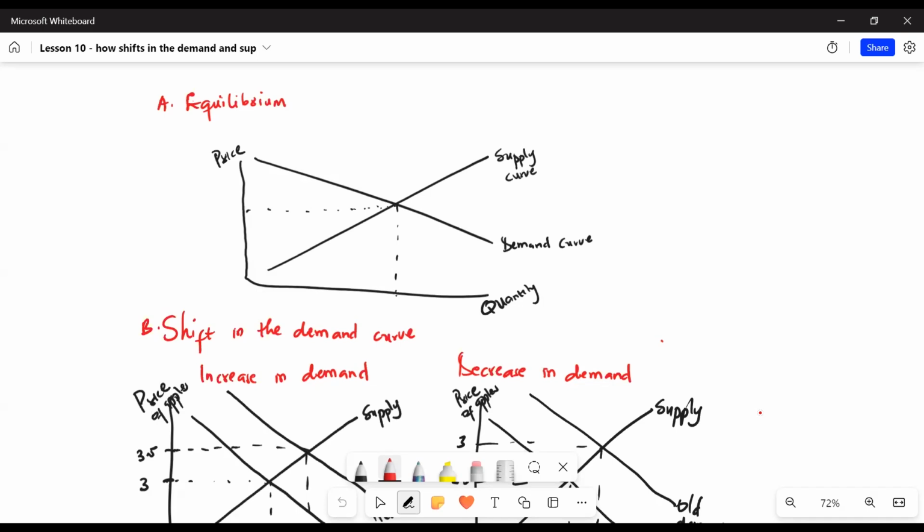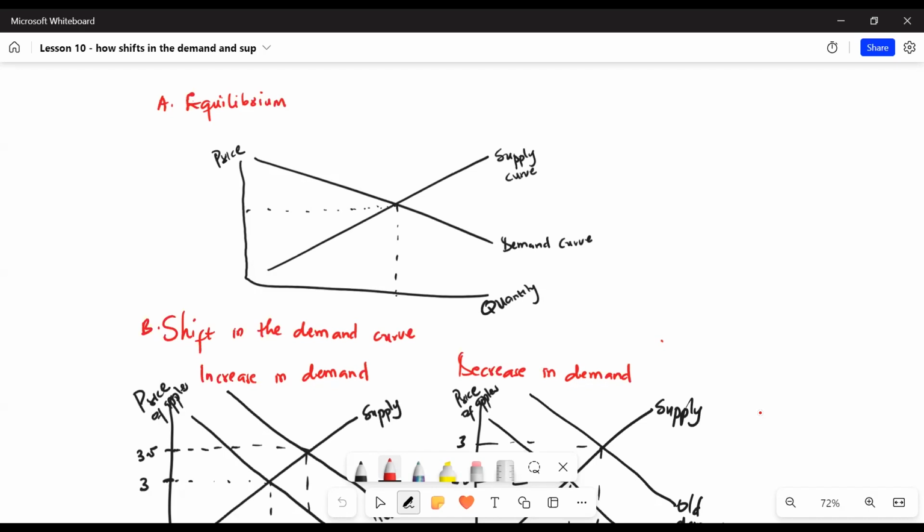Hi, welcome back. Our previous lesson was on equilibrium, where we combined the demand and the supply curve to get our equilibrium price and equilibrium quantity. Today, we'll be looking at how shifts in the demand and the supply curve affect equilibrium price and equilibrium quantity.